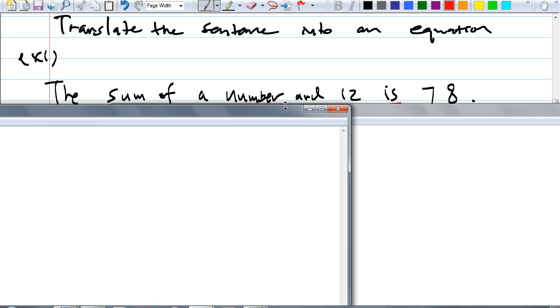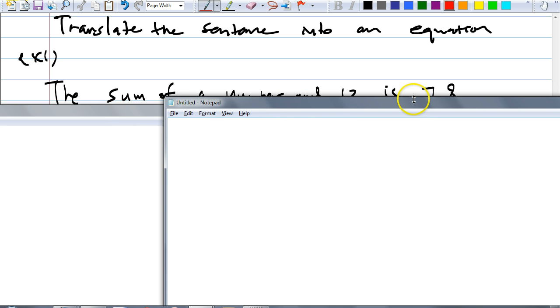So here's a sentence. The sum of a number and 12 is 78. As soon as you see this, what word tells you what sort of operation we need here? How about Samantha? Sum. Very good. Because sum tells you what? It's going to be an addition. And what are we adding? Can somebody tell me? Because I could actually do this if I were to just hide this part right here.